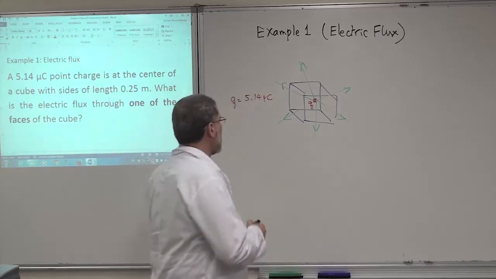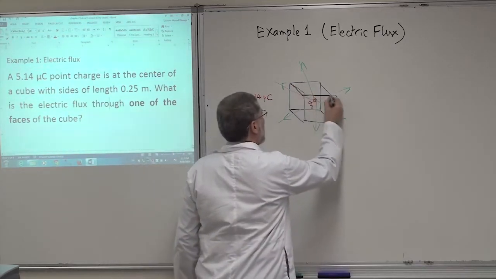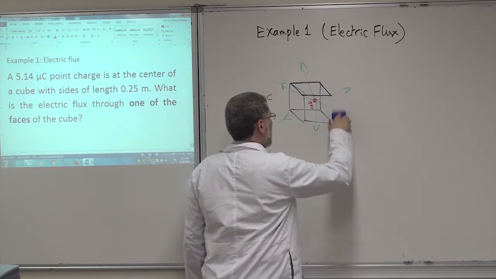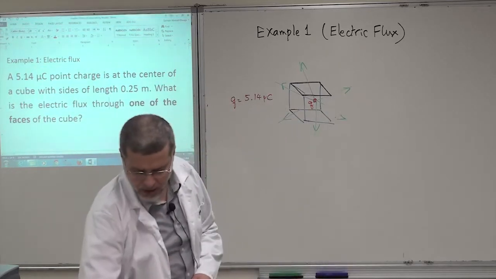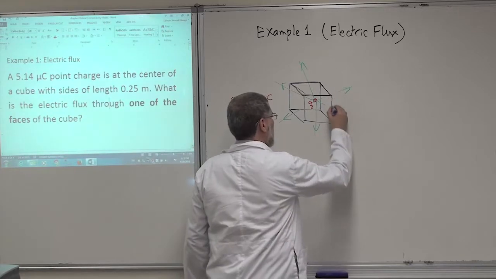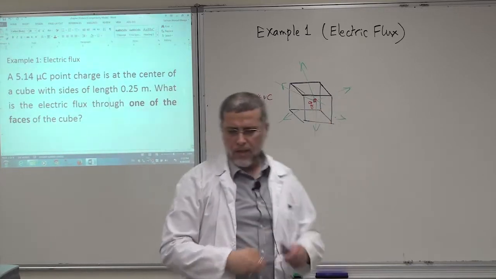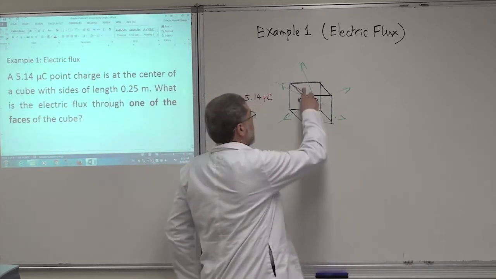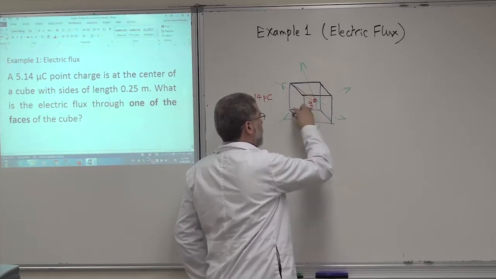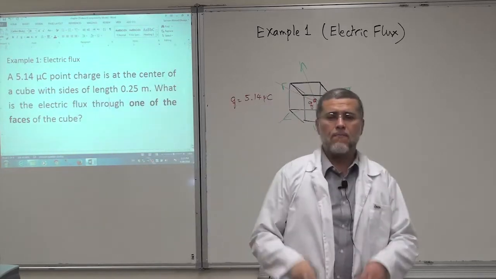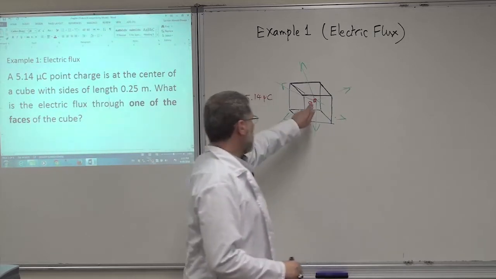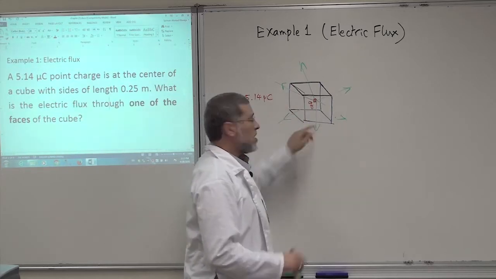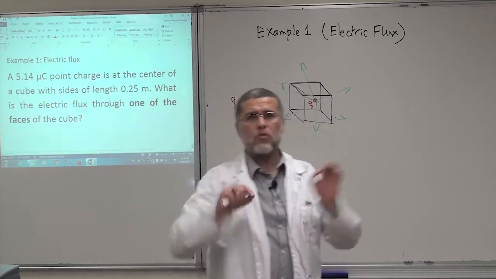So you want the flux through one of the faces. Let's say, for example, this face, the upper face. One important thing is that this point charge is at the center of the cube. You agree with me, my son, that since the charge is in the center, the number of lines and the strength of the electric field through each side of this cube are equal. Because the charge is in the center, the flux through each of the 6 faces of the cube is the same.